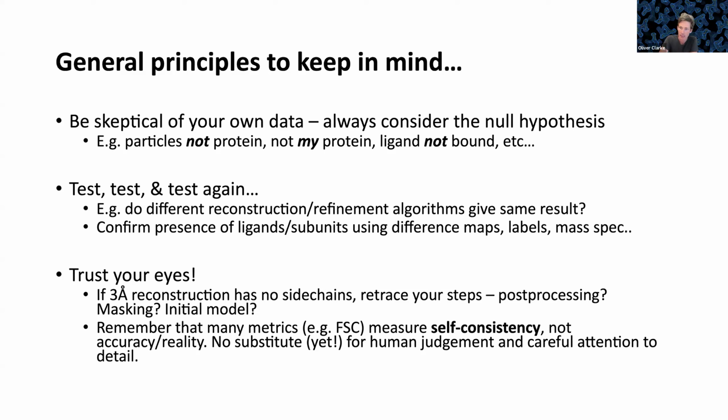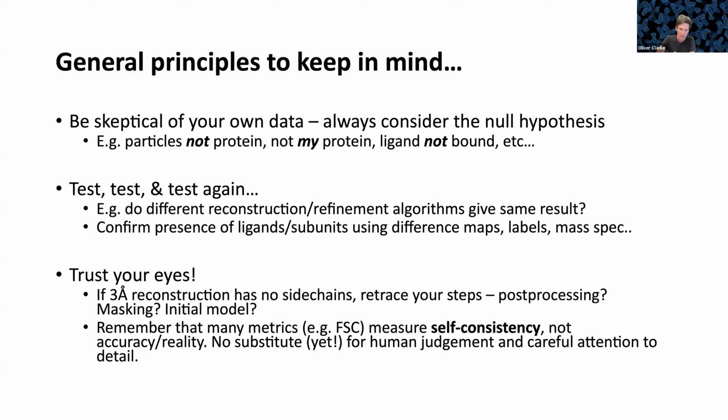And finally, the third point I want to make here is really always trust your eyes over any validation metric that you're using. Validation metrics are great. They're super useful to get a global idea of what's going on and to identify hotspots where there might be problems. But all of these metrics can be gamed either deliberately or accidentally. And so you really want to be just looking at the map and your model, right? So for example, if a nominally 3-angstrom reconstruction in CryoSPARC or RELION has no side chains visible, then something has gone terribly wrong, right? Because the FSC, as been mentioned, is just a measure of self-consistency, right?